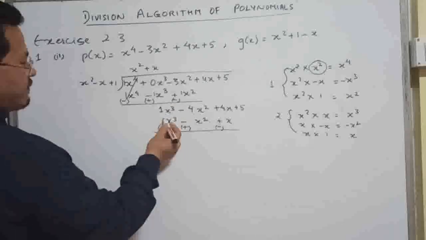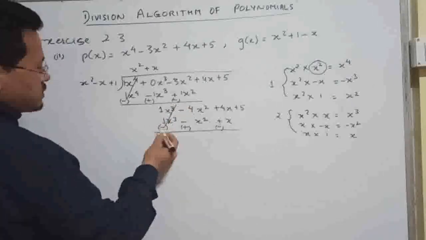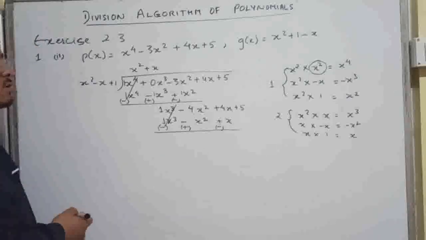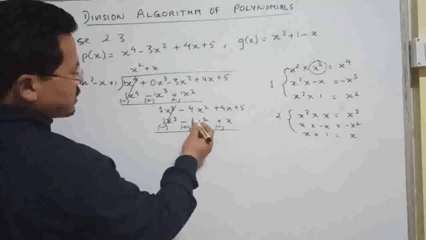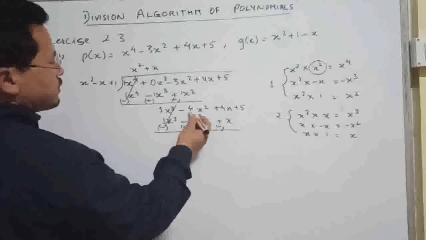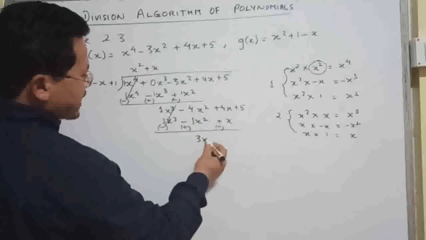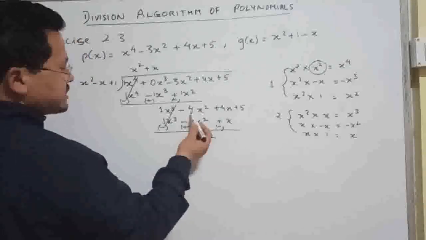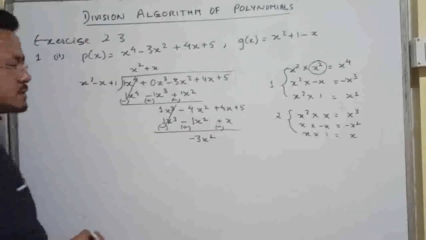So again we have here x cube and here also x cube, so they cancel each other or they become 0. Here we have minus, we have plus, we have 1 here, we have 4 here. So they have different signs, so they subtract. 4 minus 1 is 3x square. We see that 4 is bigger than 1, so the sign is minus.